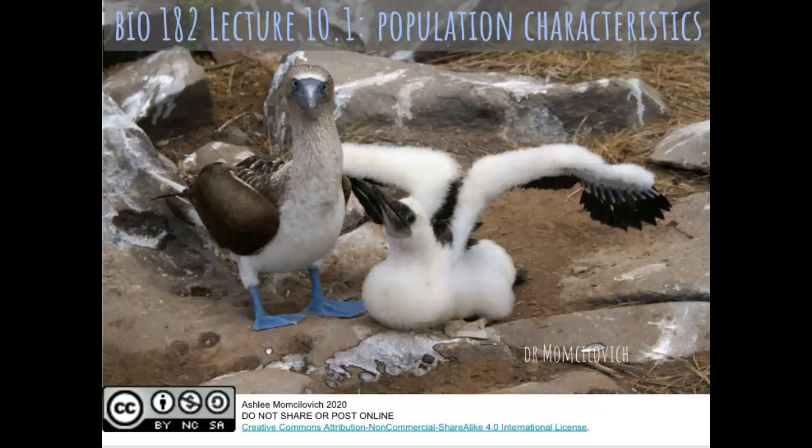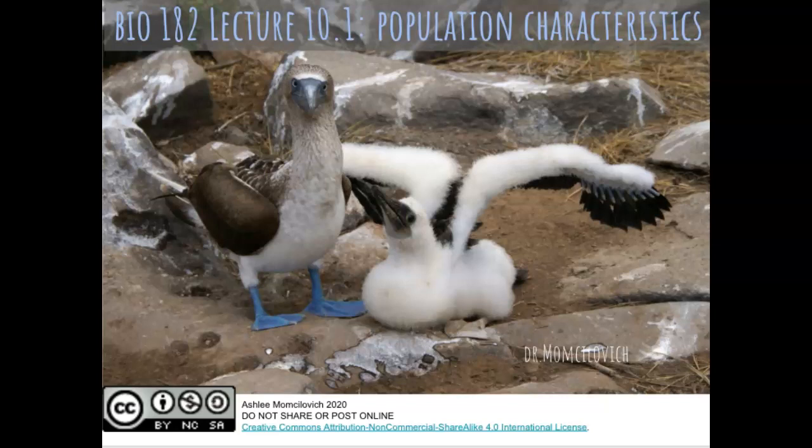So if you think back to one of our first lectures, we talked about the fact that there's different levels of biological organization. There are cells and then tissues and then organs and organ systems and then individuals. Up to this point, we've been talking a lot about individuals and individual differences. We're now going to be talking about populations, which is the next level up.